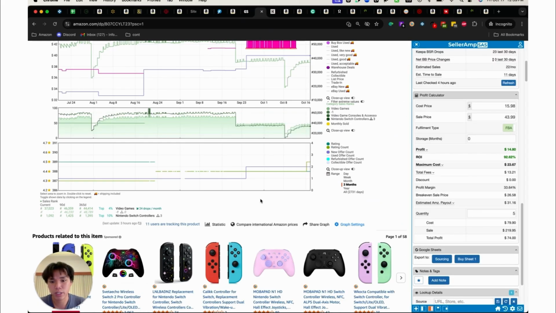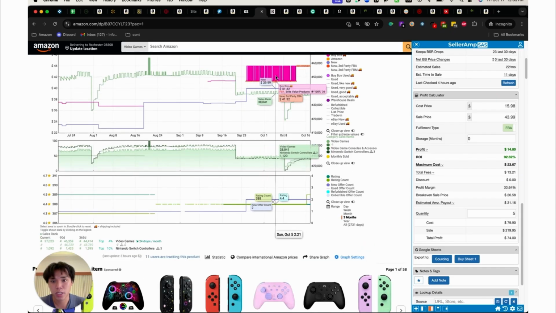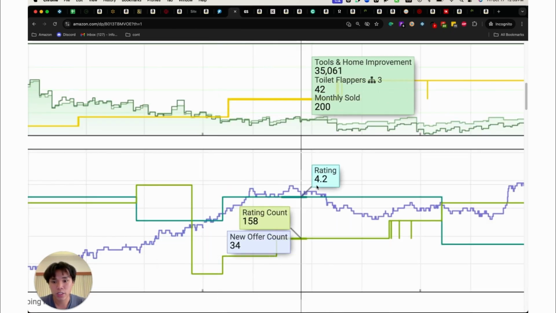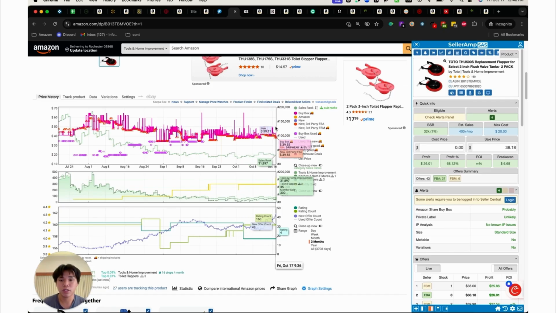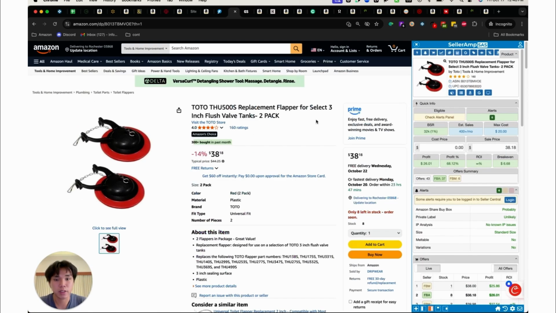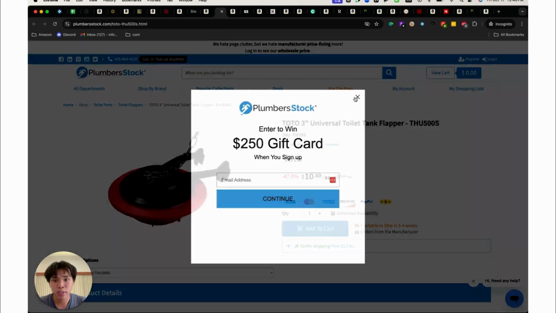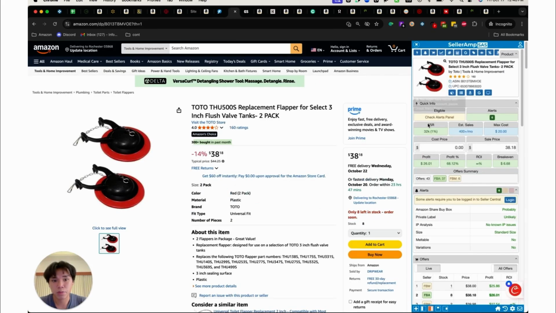Compared to this right here, where it's super blocky, right? Super blocky lines. Here, a lot of oscillation in the offer count, a lot of oscillations in the buy box. Kind of gives you the inference that it is selling pretty fast. So let's see what we can actually buy this for. $10.60 each right here, pack of 2.